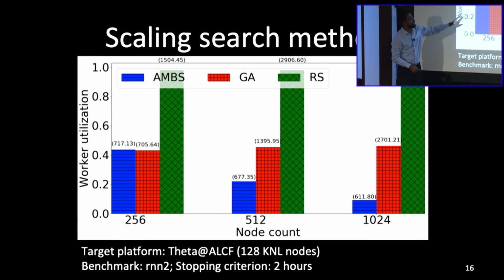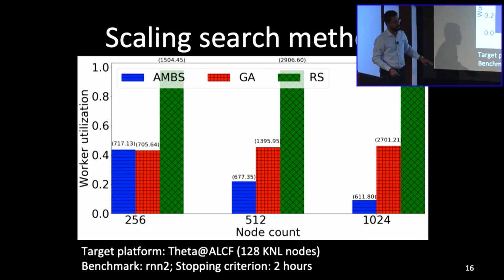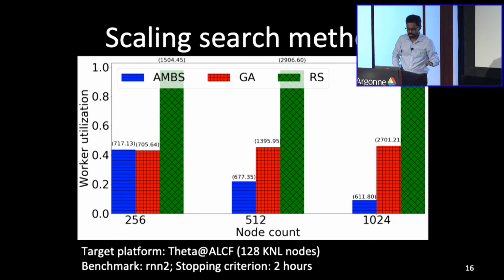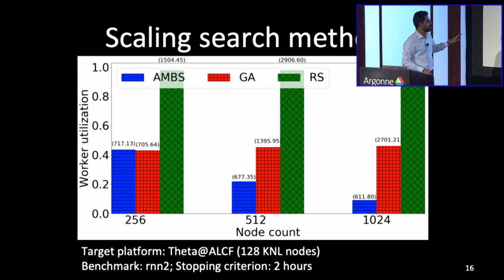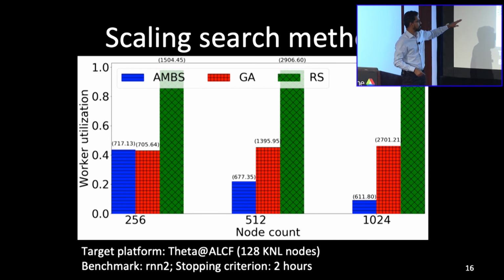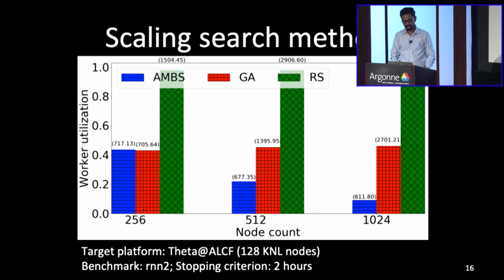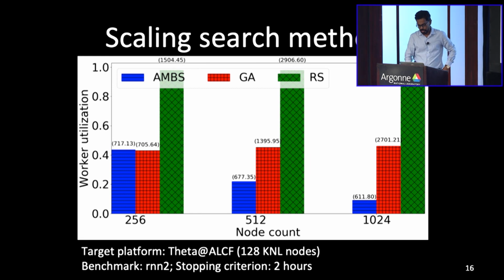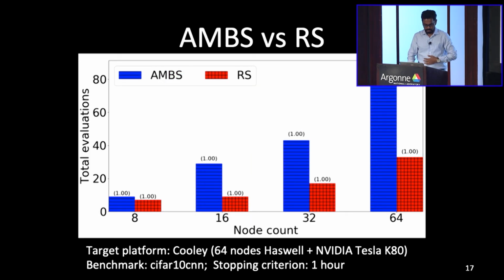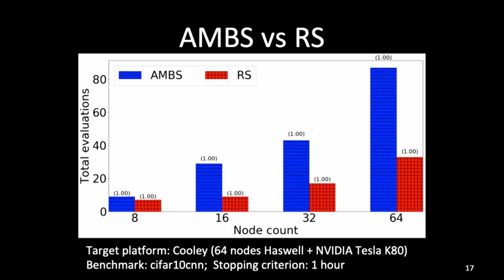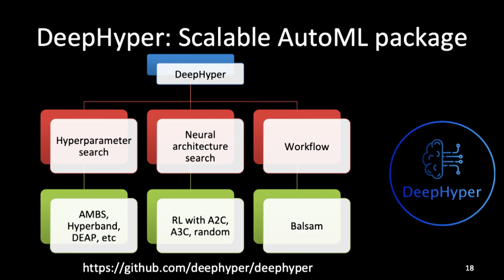Whereas AMBS and GA have 50 to 60% node efficiency, worker utilization. So this is sort of an old result. We improved the worker utilization to a significant fraction with our recent updates to the package. Okay, so this is on Cooley with the GPU. Again, similar results with respect to total evaluations. With that, I hand over the presentation to Misha, who will cover some internal aspects of DeepHyper and the algorithms.